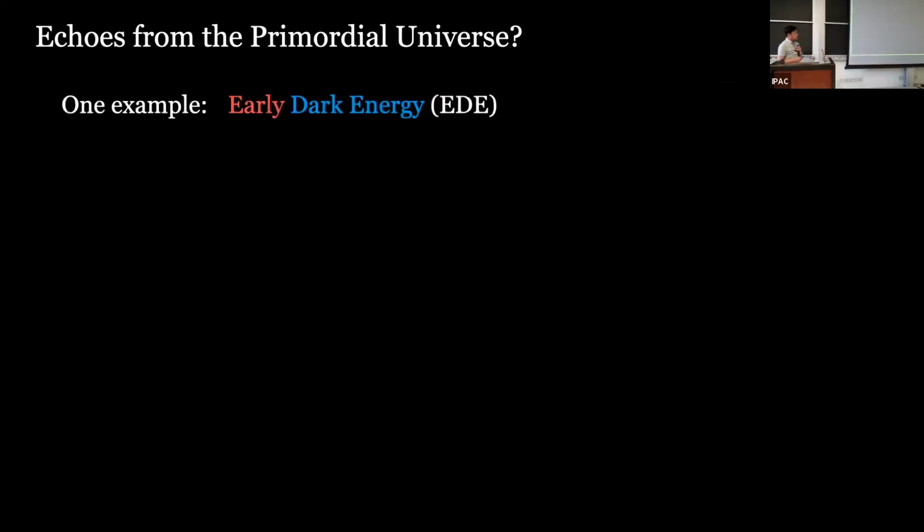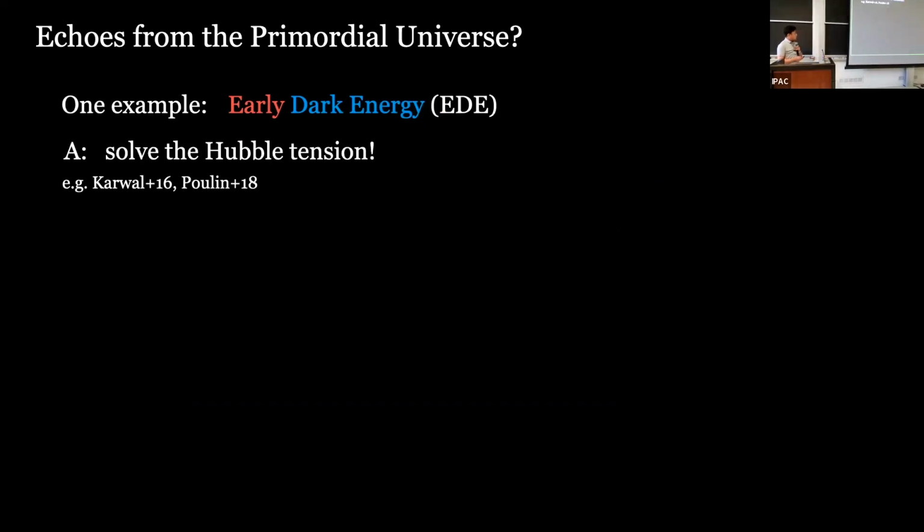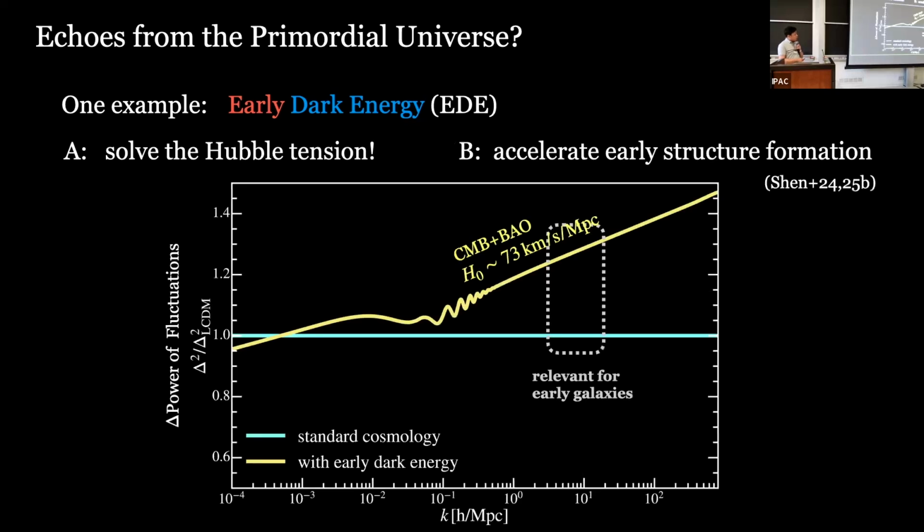There's one model that I want to show as an example. It's called early dark energy. This is a model that was proposed to solve the Hubble tension. It is a component that exists before recombination and accelerated the expansion of the universe at that time. It changed the size of the sound horizon, so if you redo the analysis of the CMB data, you would get a different Hubble constant. We are among the first to realize that there's a side effect of this model that would systematically enhance the small-scale power spectrum gently, only by about 10 to 20%.